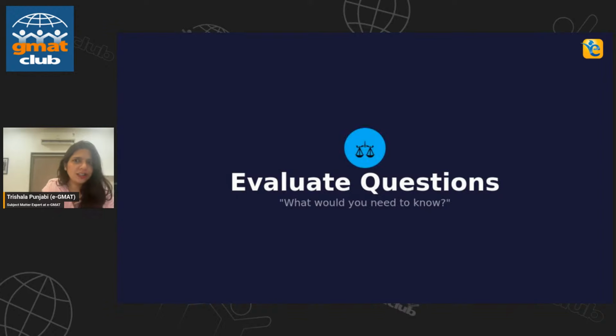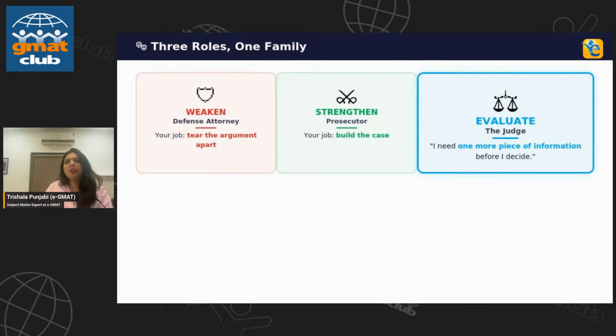Essentially, evaluate questions are about what you would need to know. If I talk about weaken and strengthen: in weaken questions, what was your job? You're basically the defense attorney, and you have to tear the argument apart. In strengthen, your job is to build the case. You are the prosecutor, and in evaluate, you are the judge. You need one more piece of information before you can decide.